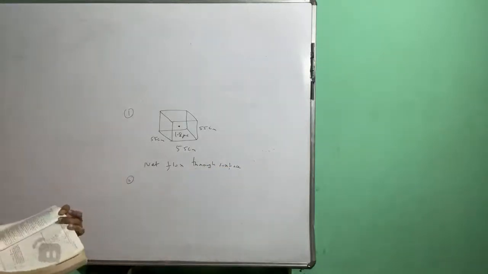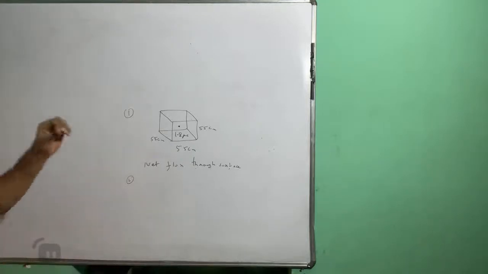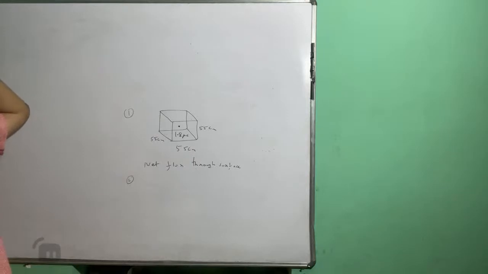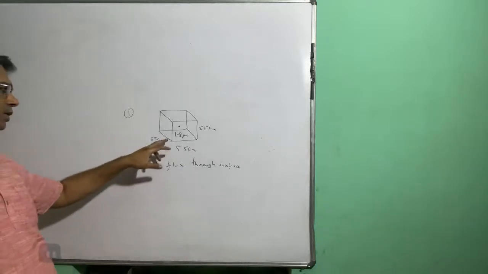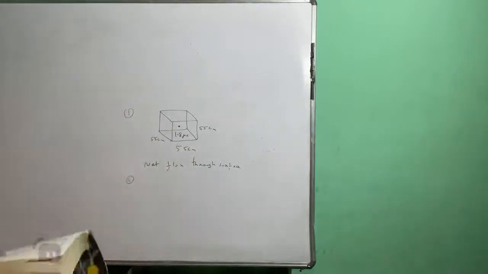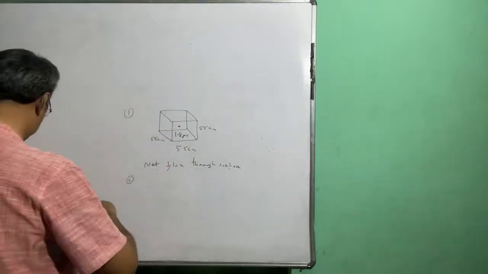There is a cube whose each side is 55 centimeter. The enclosed charge is 1.8 microcoulomb. So the question is, due to this 1.8 microcoulomb, what is the net flux through the surface of this particular cube? That is question number 1.